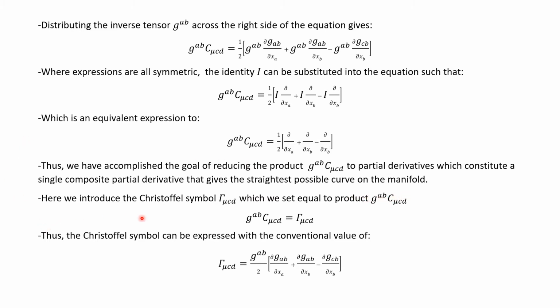Here we introduce the Christoffel symbol, which is set equal to the product here. So we show that here. Thus, the Christoffel symbol can be expressed with the conventional value of here. This is expressed in many textbooks and in general relativity as that, the value of the Christoffel symbol, as we move on to the geodesic equation.